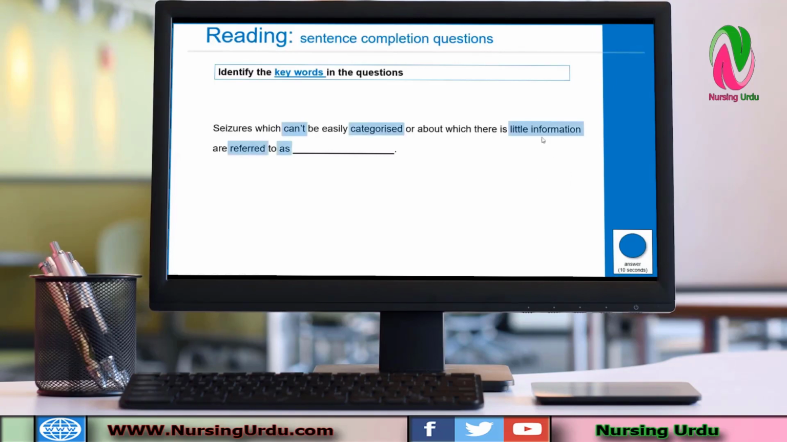So keywords, okay, might be something like this. Can't, categorized, little information, referred as. So you're thinking this is about categorization. This is probably going to be in the section where it classifies the different types of seizures. So probably it's going to be in text C. You've got your keywords, can't categorize because there's little information, and what is it referred to as, and then you need to put the information in the gap.